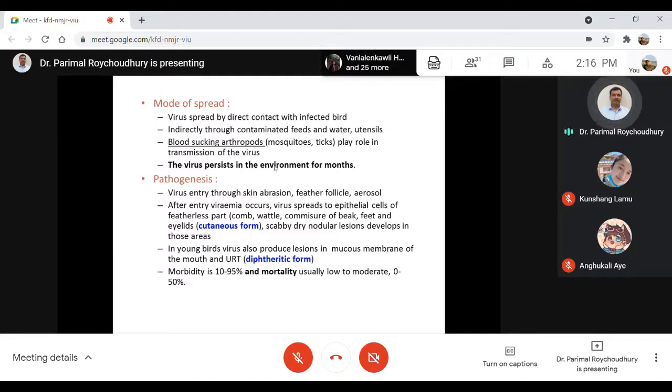Okay, but the arthropods are not a biological vector. Remember, they transmit mechanically from one bird to another, and the chances are there if there is an active case and the virus is circulating in the blood, so that mosquitoes and ticks can transmit to the next bird. The virus persists in the environment for months. As I said, this is a very stable virus. Even in the soil and shed skin, as you know, the pox virus develops typical skin crusts which dry off, and within those scabs the virus persists for quite a long period.